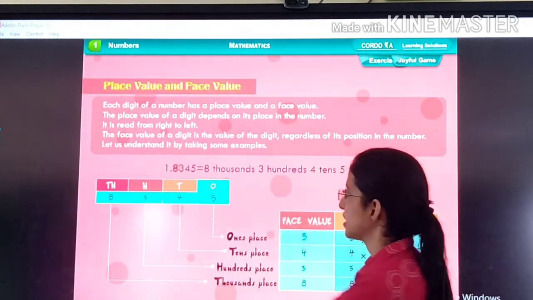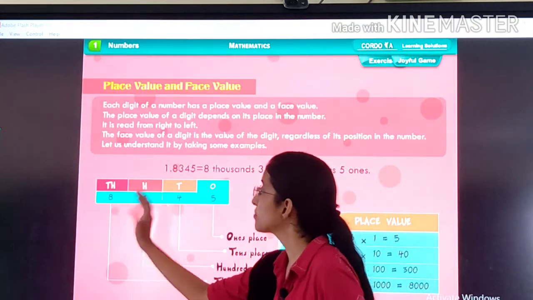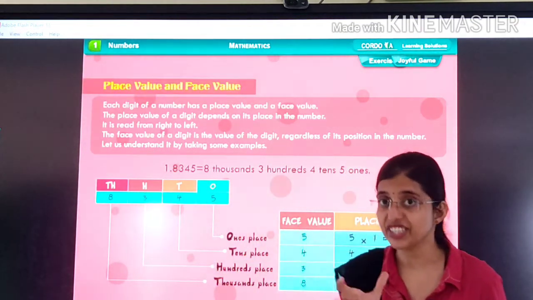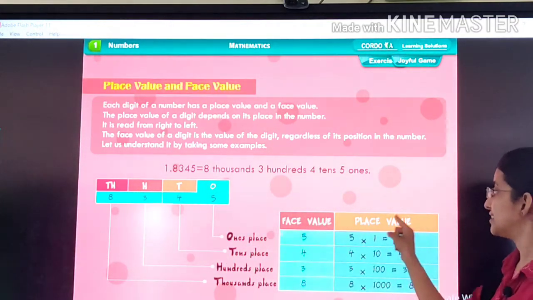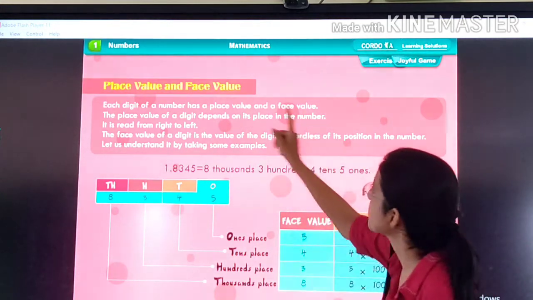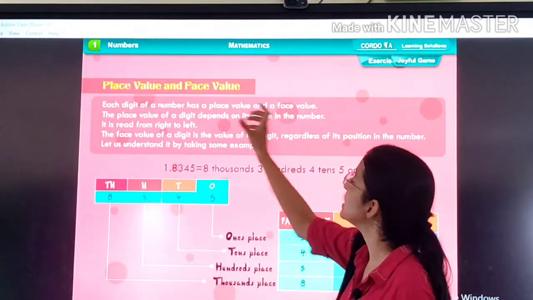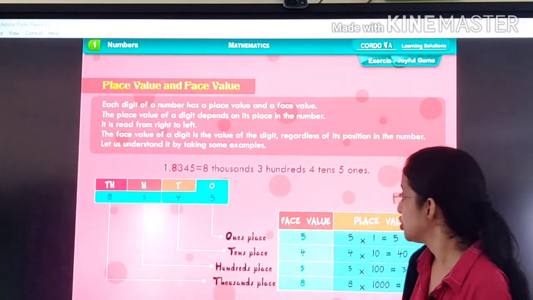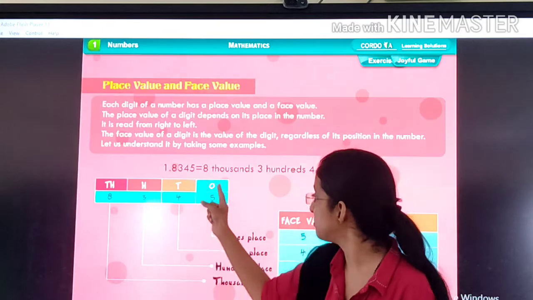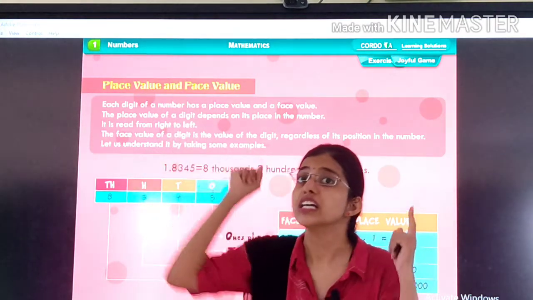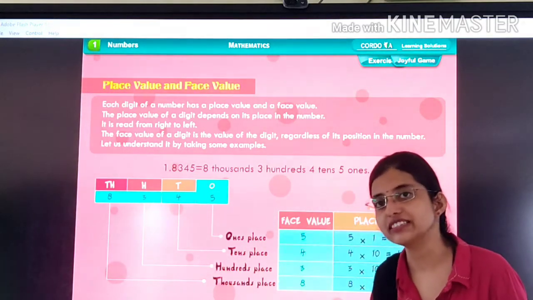Each digit of a number, ये पूरा नंबर है 8345. This is a number. 8, 3, 4, 5 are digits, and each digit is having a face value as well as place value. The place value of a digit depends on its place in the number, whether it is at 1's place, 10's place, 100's place or 1000's place. But the face value remains the same.